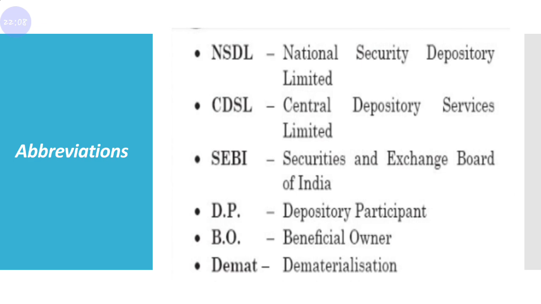Now these are the different abbreviations which we have learned in this chapter, that is NSDL, National Securities Depository Limited, CDSL, which means Central Depository Services Limited, SEBI, which we have already studied, Securities and Exchange Board of India, DP, that is a depository participant, BO, which means a beneficial owner, DMAT, which means dematerialization. So if you all want, students, you can take a screenshot for your further reference. Otherwise all the things are there in the textbook. So let us move further.